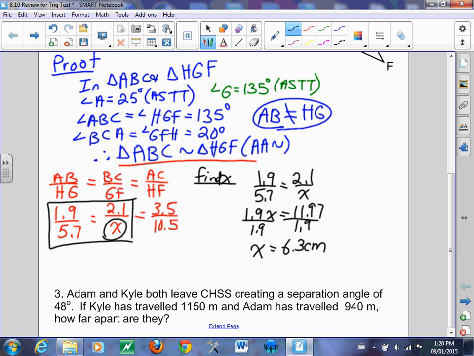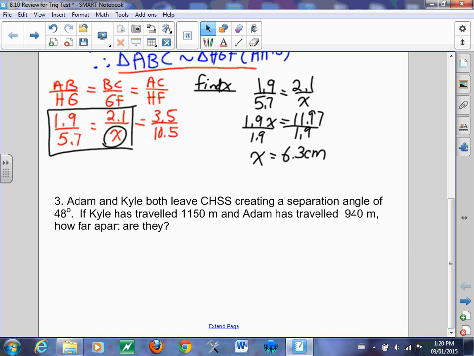Awesome. All right, one more warm-up, and actually this warm-up does involve trigonometry. Let's take a look. Adam and Kyle both leave CHSS, creating a separation angle of 48 degrees. If Kyle has traveled 1150 meters and Adam has traveled 940 meters, how far apart are they? We're going to assume that they're walking in straight lines.